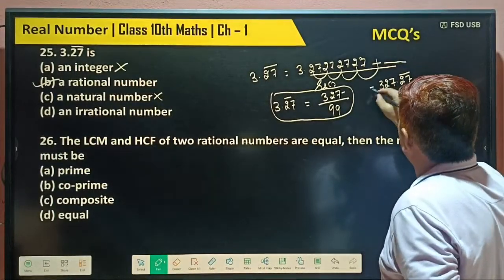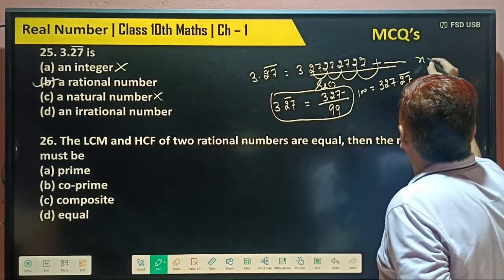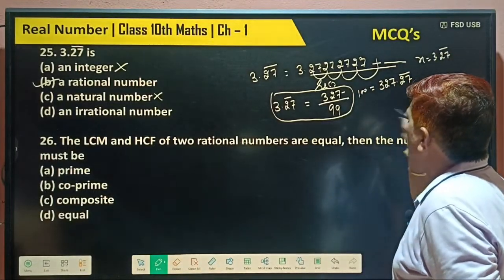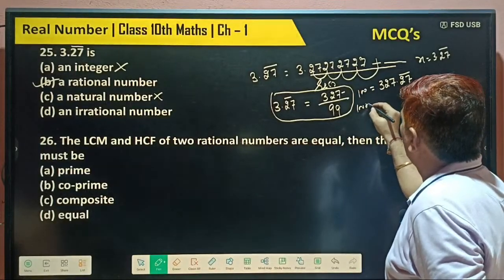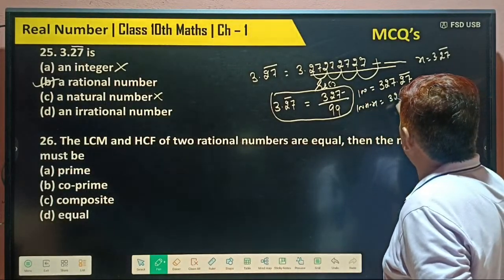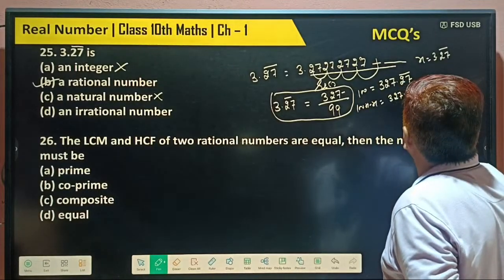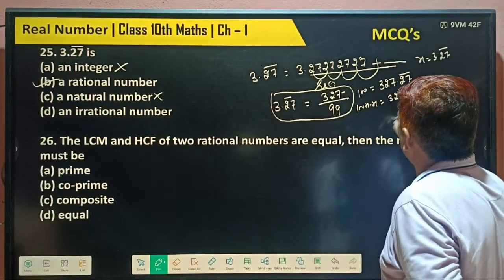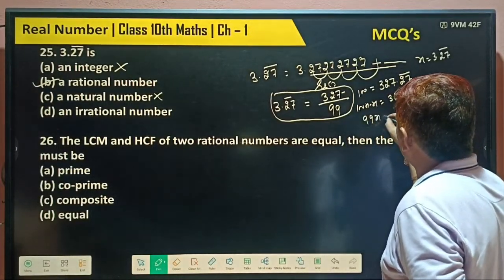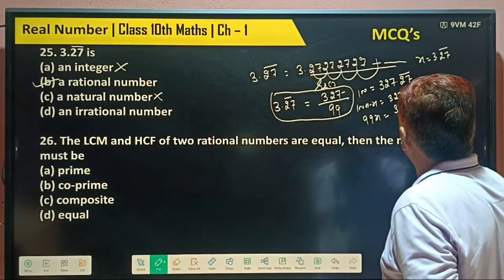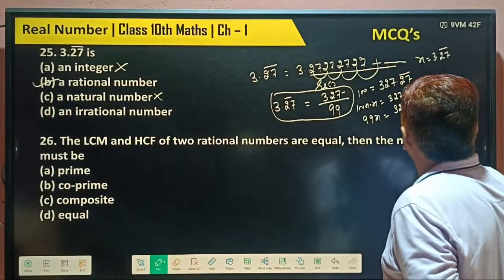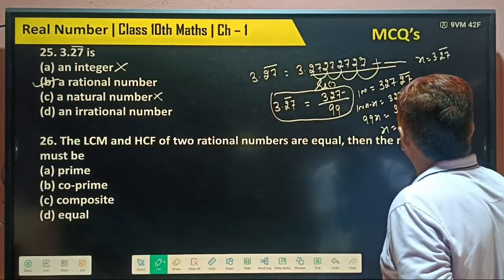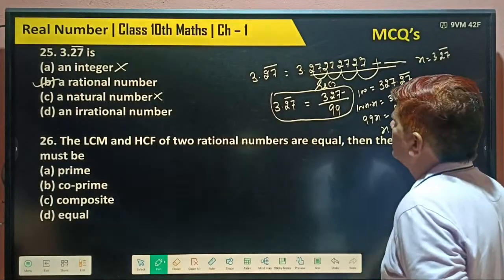100x. If x equals 3.27 bar, we have taken, multiply with 100. So this is coming: 100x minus x is equal to 327.27 bar minus 3.27 bar. The bar part cancels, so 99x is equal to 327 minus 3, that is 324. So x is equal to 324 by 99.